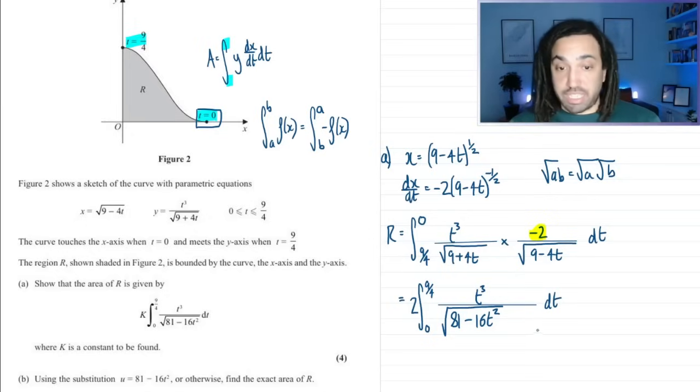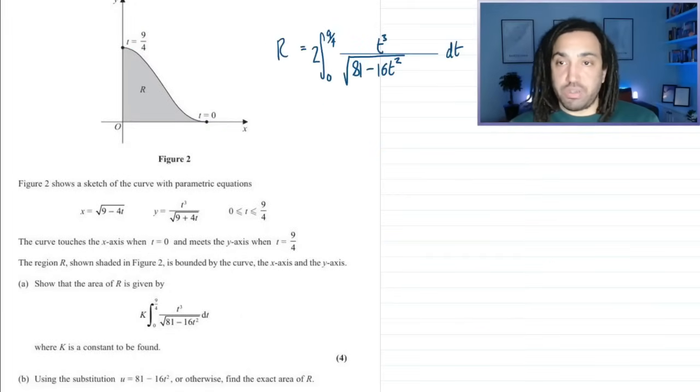And I believe that is exactly what they want us to do. They say k is a constant to be found, so I'll just write k is equal to 2. And we are good. Yeah, perfect. We're good to go. Okay, so part B asks us to use this substitution down here, or otherwise to find the exact area. I think I'll just choose to use the substitution. Don't want to overcomplicate it.